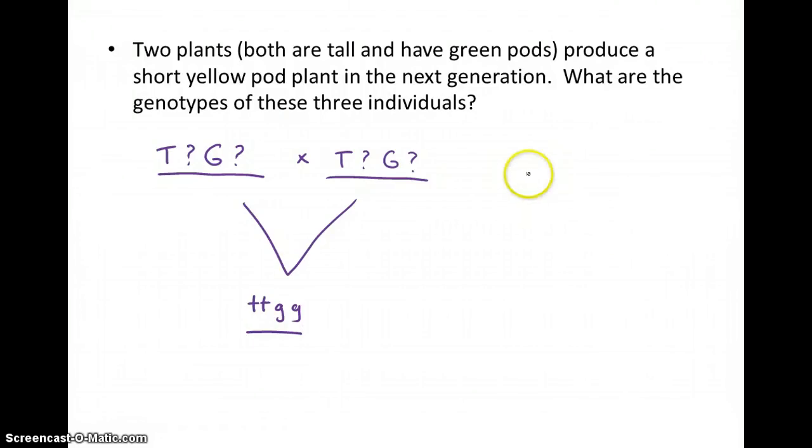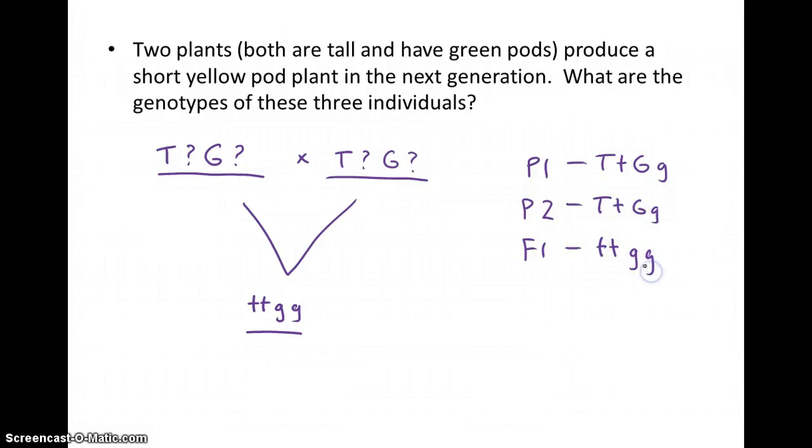So I know that parent 1, parent 2, and we'll call him the F1 is heterozygous, and as shown to the left, double homozygous.